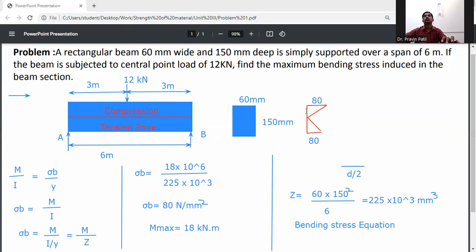So at the top we call it compression stress, and at the bottom tension stress. Okay, so this is the bending stress due to external loading.